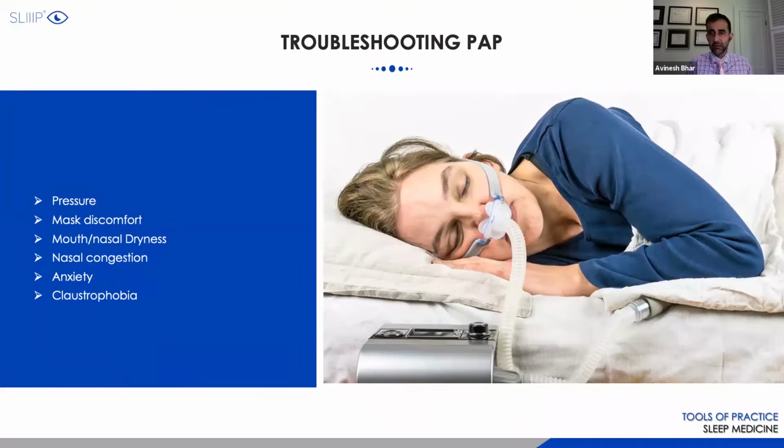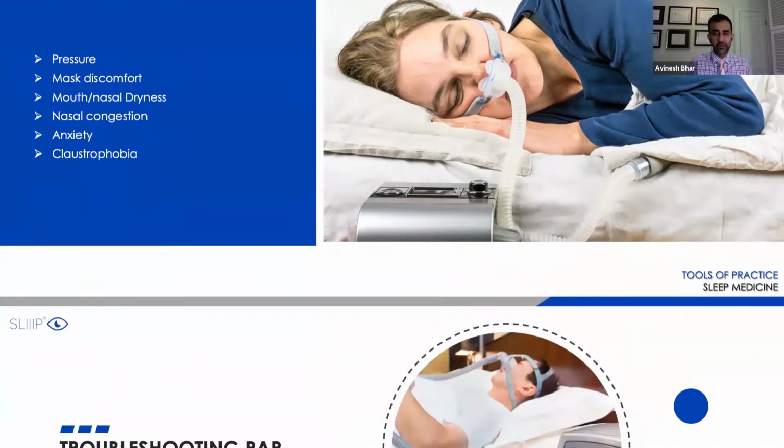Now, we talked briefly about the PAP troubleshooting tips, but these are the issues that we'll dive into a little bit: pressure, mask issues, nasal or mouth dryness, nasal congestion, anxiety, and claustrophobia.